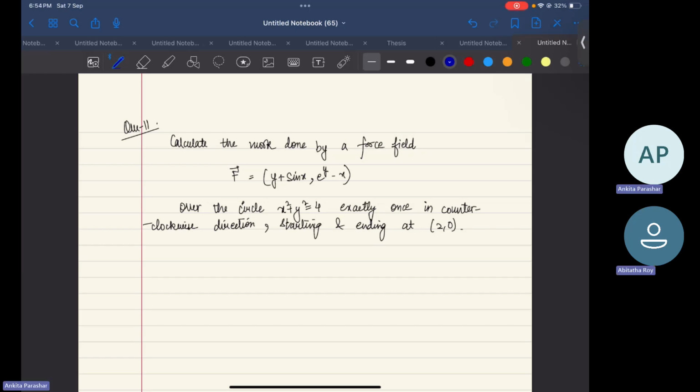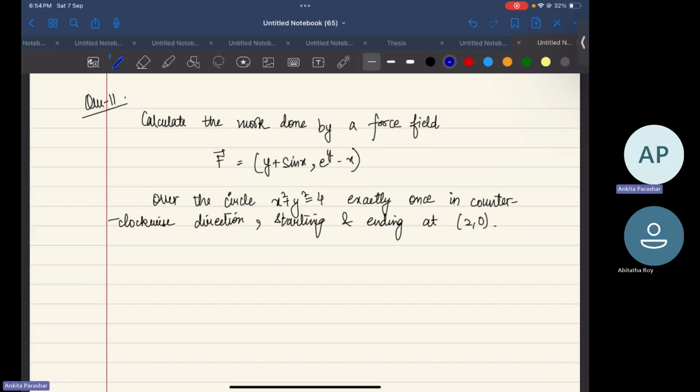I think I'll need help here. You tell me where you need help, then only I'll tell you. Okay, to find the line integral, we need the function R. We need the integral of F dot dr over C, right? This is the line integral, right?